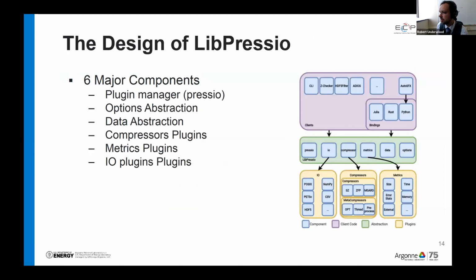At a high level overview, I'm going to talk about some of the key components in LibPressio and what they do. The first one is the plugin manager, Pressio, which is responsible for initializing and deinitializing the various compressors. Then how we represent the various options that come from compressors, how we represent the data that comes in and out of LibPressio, the compression plugins themselves, metrics plugins, and IO plugins.